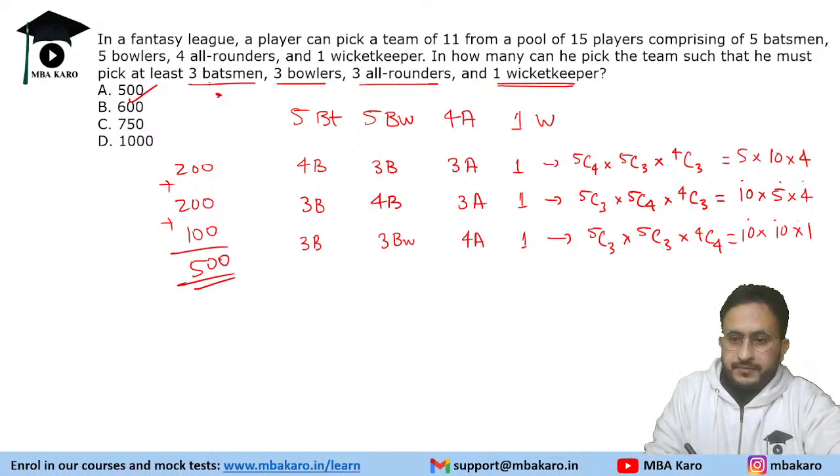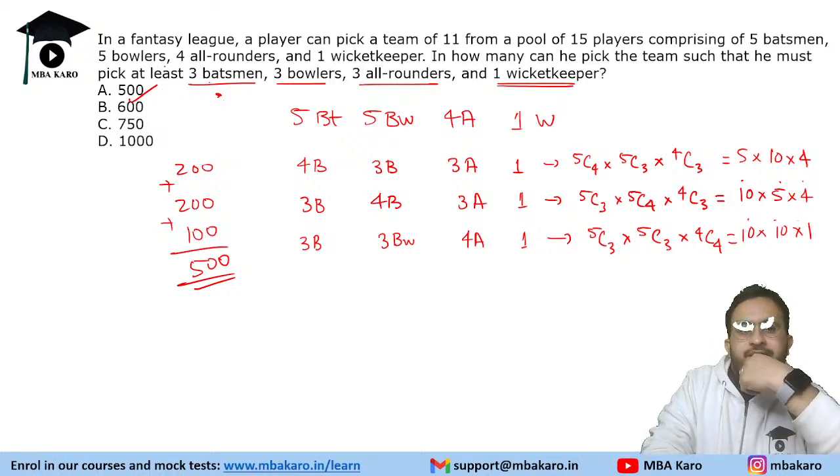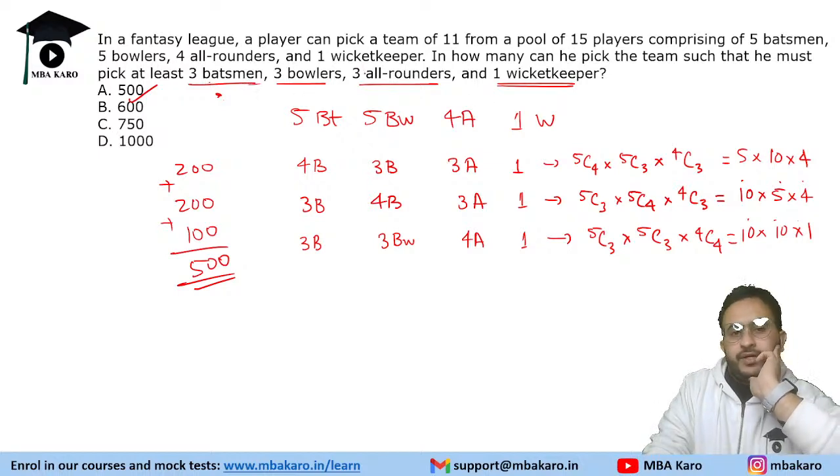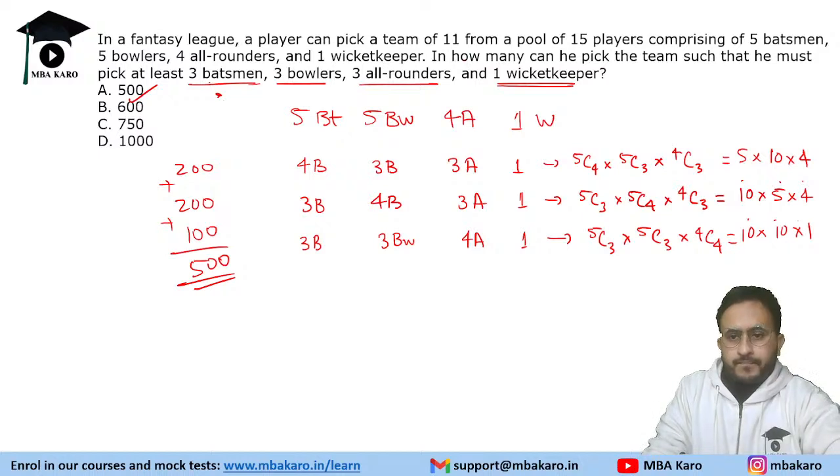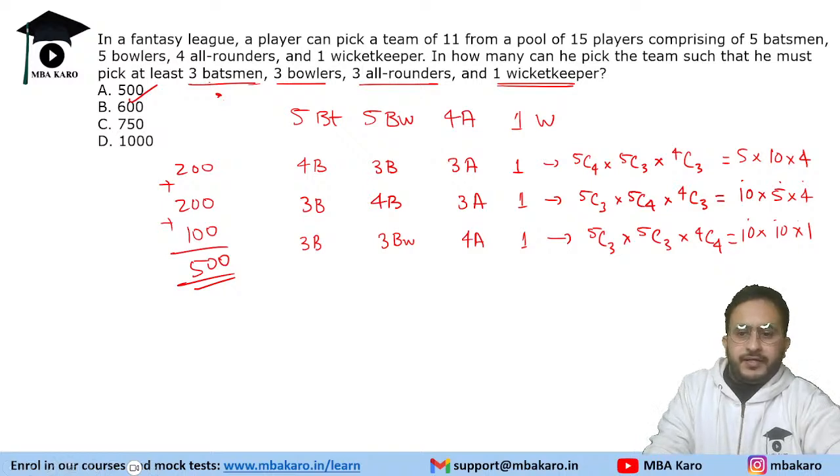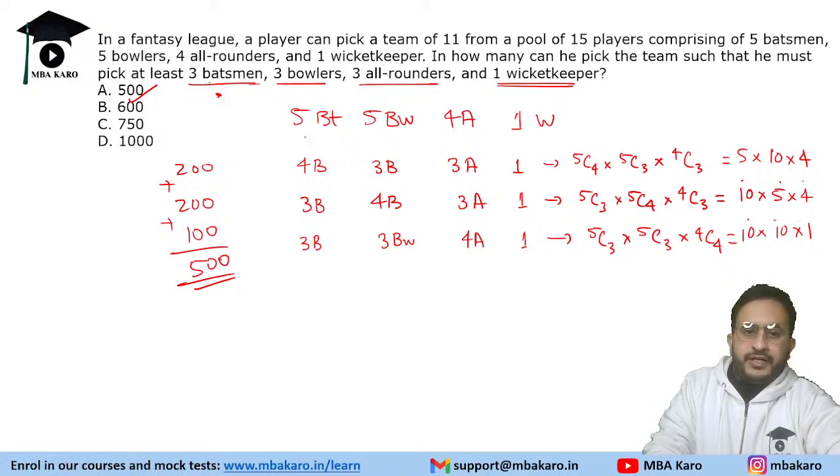One player is needed. 5C1. So from here, you took 10 common, okay, then you will need 5C1, which will be 5, but how will you get this? You'll have to take different ways, right?